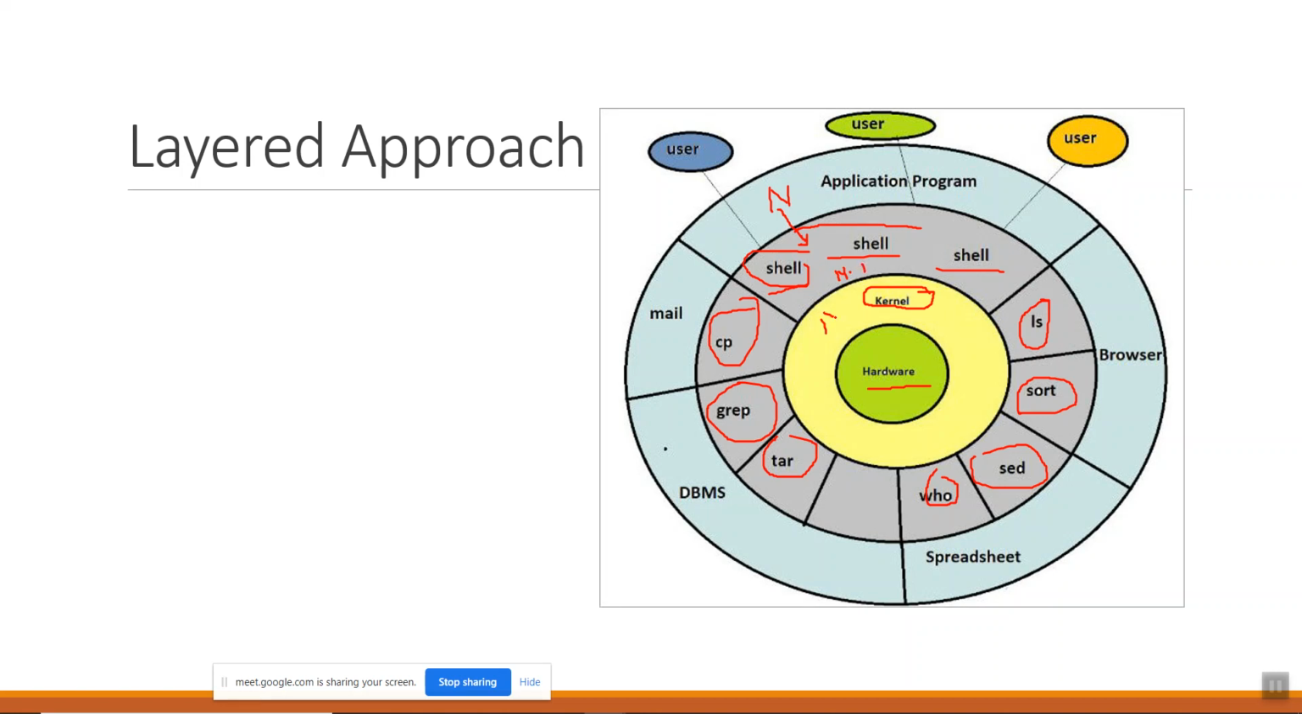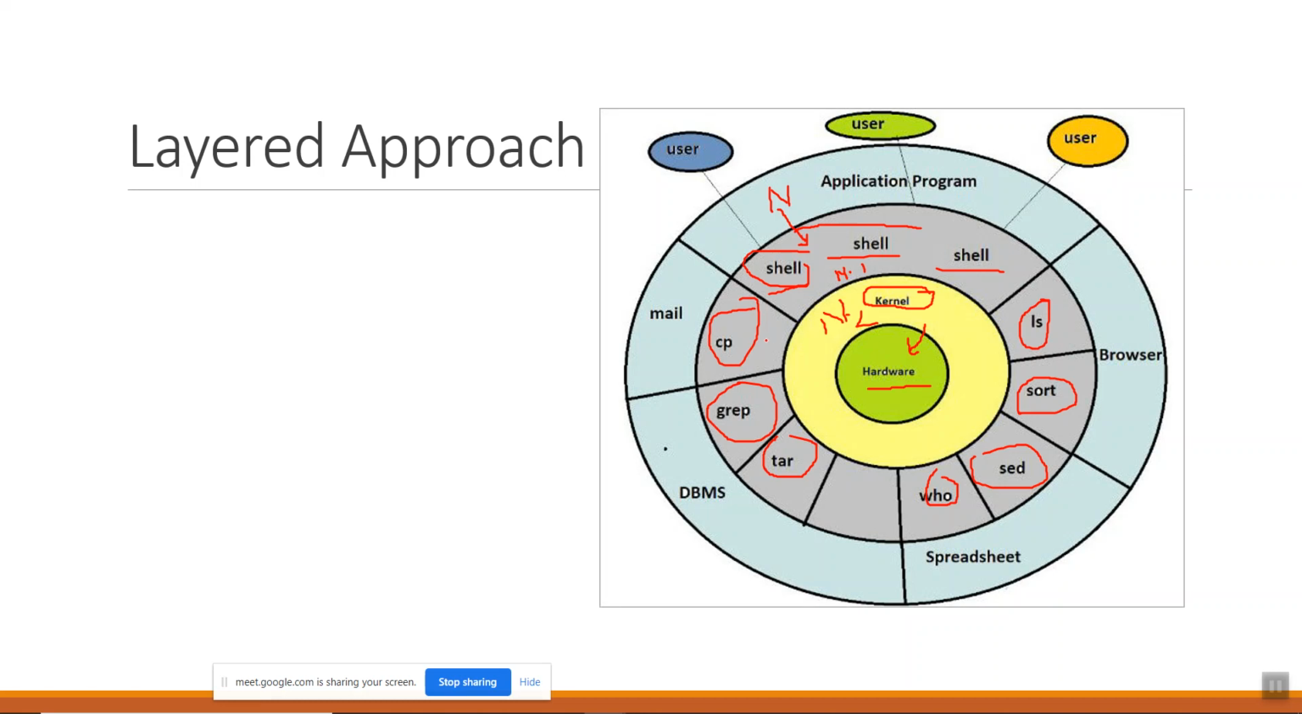Okay, and this is the n minus 2. When the shell interacts with the kernel and the kernel interacts with the hardware, this is nothing but the layered approach provided by any kind of operating system. Here we are taking Unix as the example.